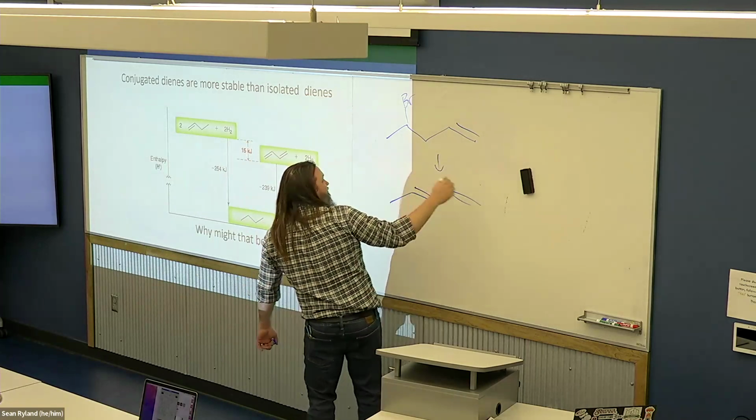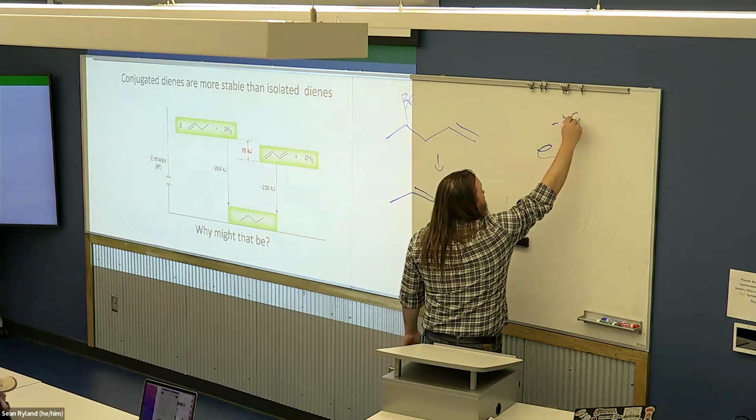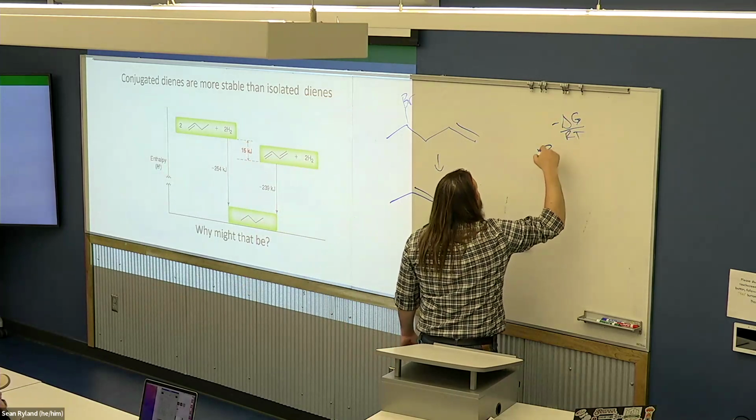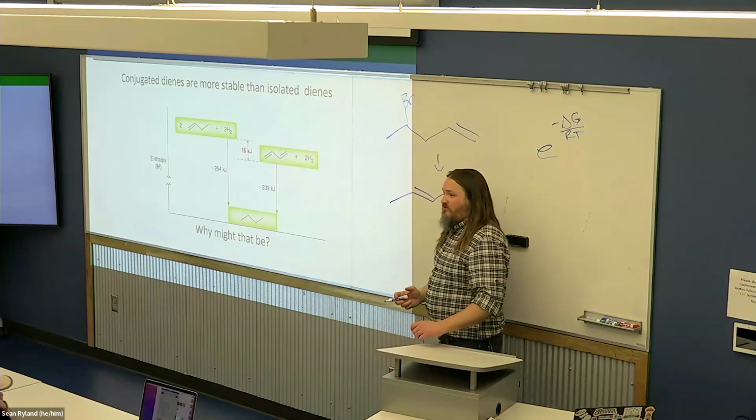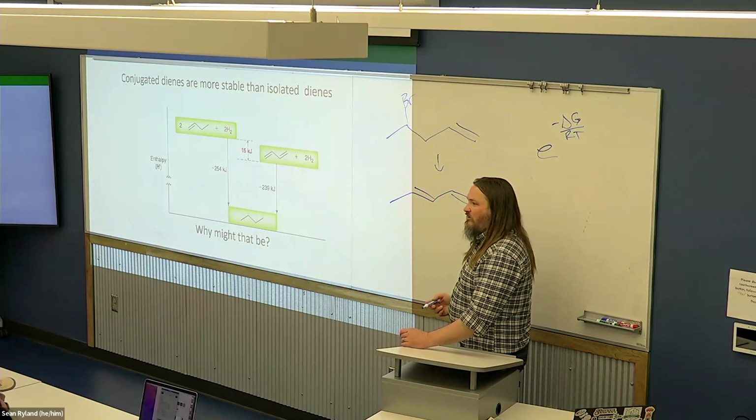Because remember, our equilibrium constants are e to the minus delta G over RT. So a 15 kilojoules per mole difference in the exponent of this function is relatively significant.